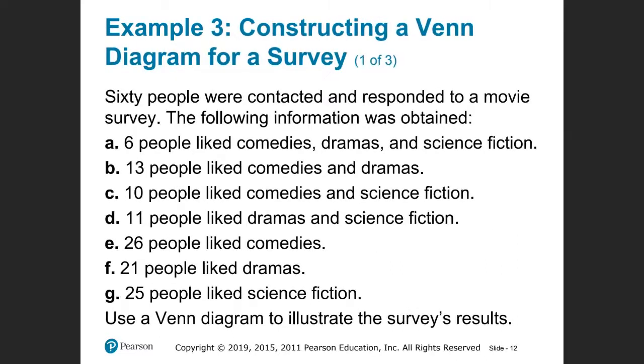We're going to look at a third example now. Constructing a Venn diagram for a survey. 60 people were contacted and responded to a movie survey. This is the information that was obtained from the survey. 6 people liked comedies, dramas, and science fiction. 13 people liked comedies and dramas. 10 people liked comedies and science fiction. 11 liked dramas and science fiction. 26 liked comedies, 21 liked dramas, and 25 liked science fiction. Sounds like a lot of numbers, but we're going to use a Venn diagram to illustrate the survey's results.